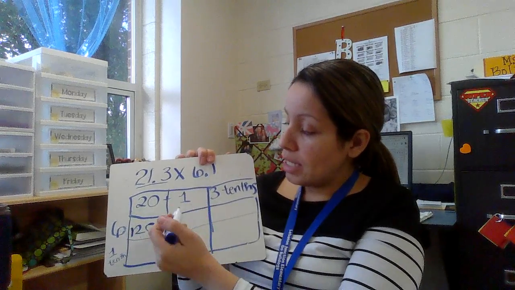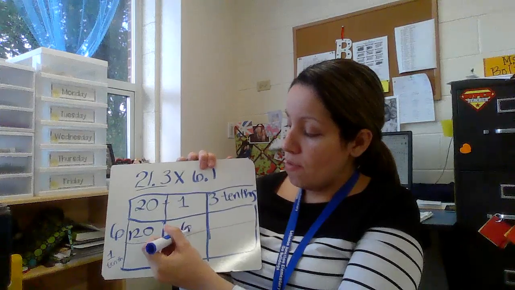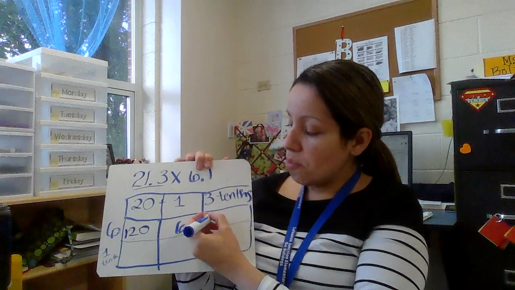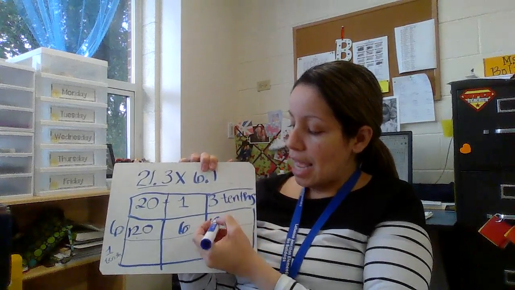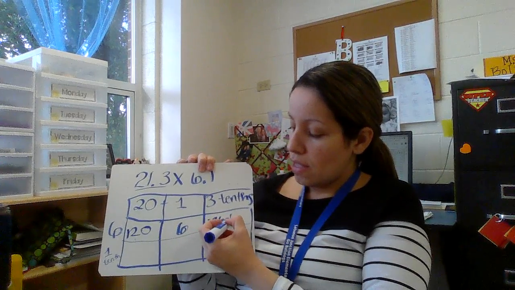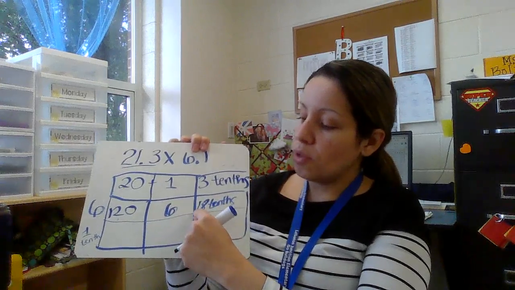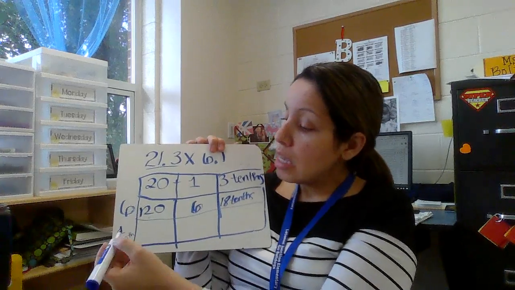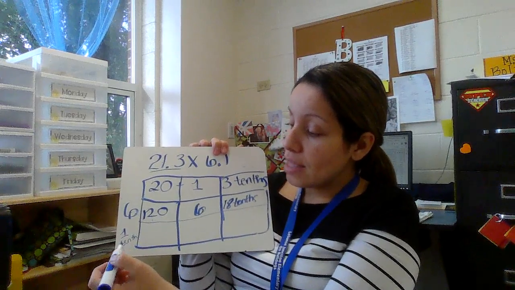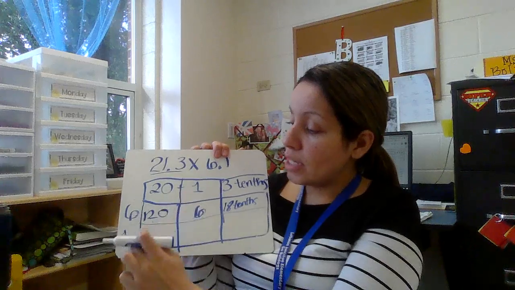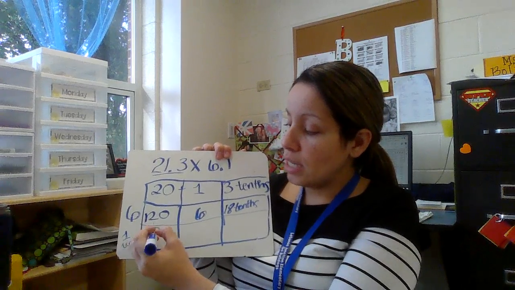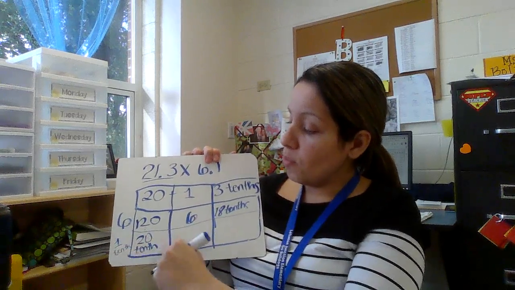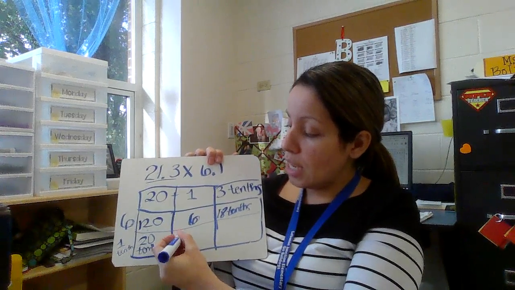6 times 1 is 6. That's pretty simple. And then 6 times 3 is 18. But remember, it's not just 18, it's 18 tenths. Which also would mean that it's 1.8, right? When we put it in decimal form. Now, this is my 1/10. So if I have 20 times 1, that means I have 20 tenths. If this is 1 times 1, then I have 1/10.